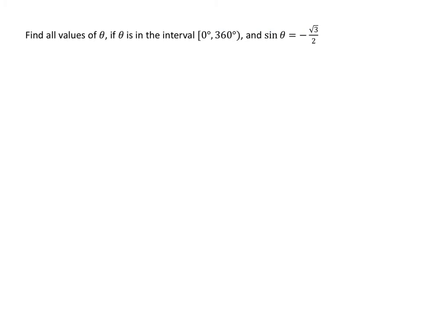This next example asks us to find all values of theta if theta is between 0 and 360 degrees, and we have that the sine of theta is negative square root of 3 halves. Now I'm going to do this without any charts. If I see that I'm looking at negative square root of 3 halves, the 3 and the 2 tell me that I'm looking at a 30, 60, 90 triangle.